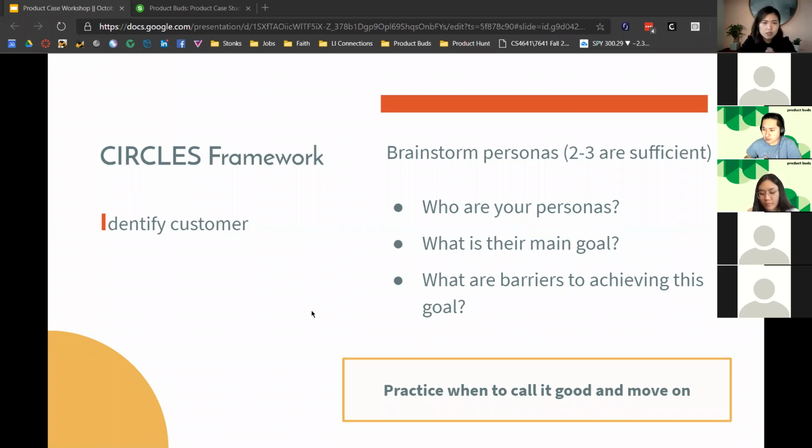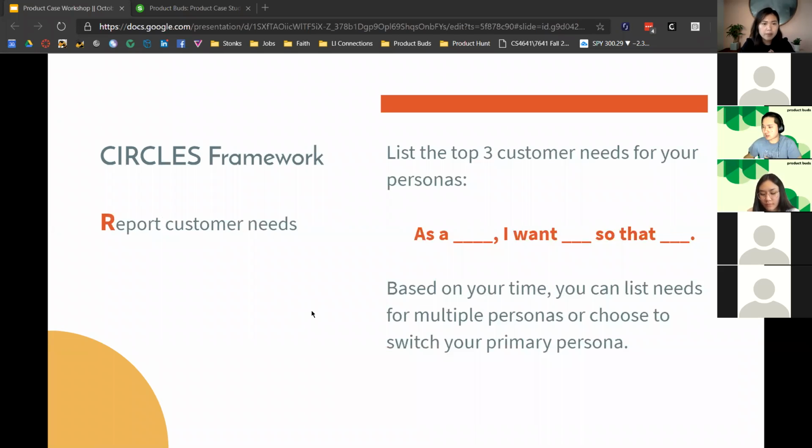Cool. So let's get to reporting customer needs, the R part of it. So for your personas, start with just the first one, the one you think is the most important, and try to list out the different customer needs. List about 3, again, the rule of thirds, and you can use this basic formula. As a blank user, I want this so that I can do this.